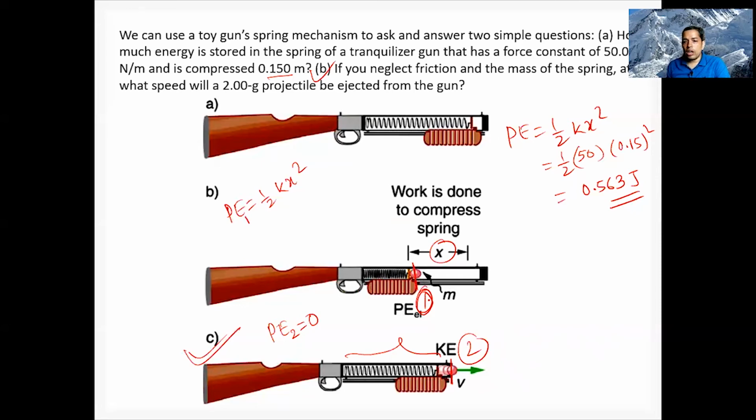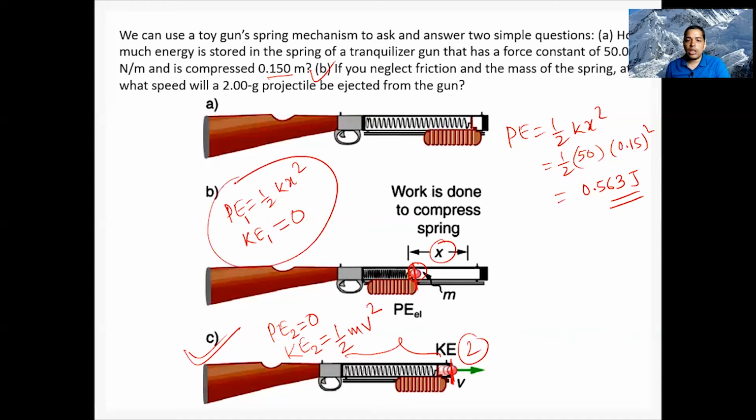Again, let me go back to position 1. What is the kinetic energy there? At this position, the bullet, or projectile, is not moving. The projectile is not in motion, so kinetic energy is 0. How about kinetic energy in this case? Here the kinetic energy is non-zero, because the bullet has moved distance x already and has a certain velocity. That's why kinetic energy is this.